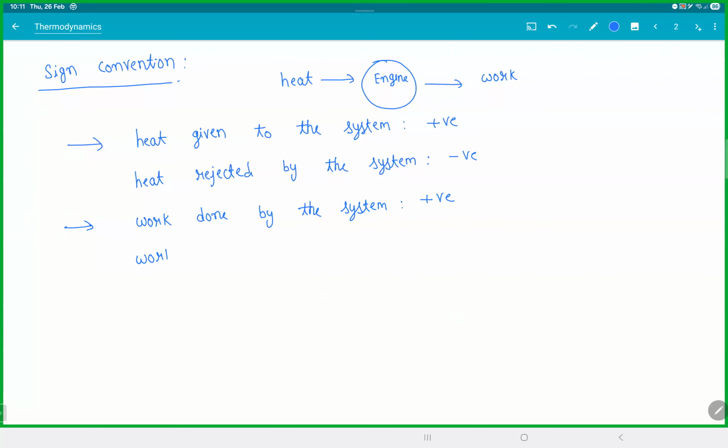So work done on the system. You don't want to give work to the system. You expect the engine to give you work. Work done on the system is negative. So just be careful with that convention there.